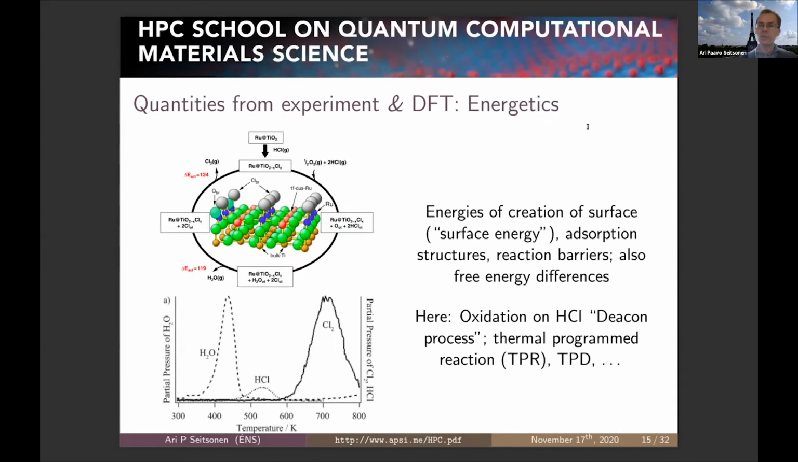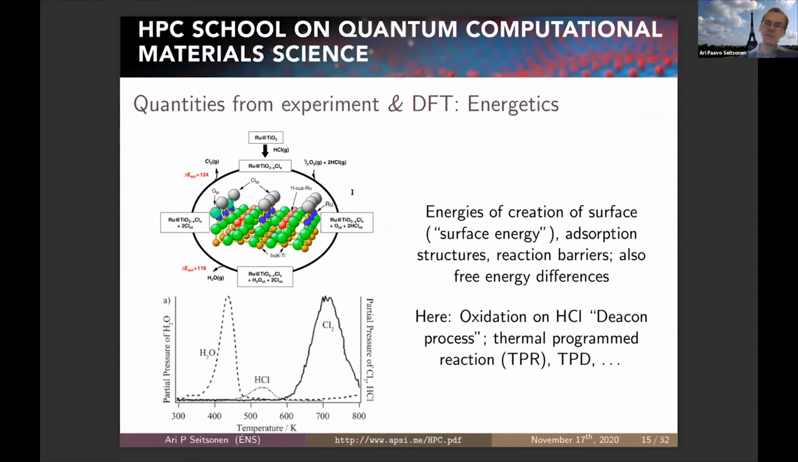Of course, another quantity we get from DFT, because it's a so-called total energy method, is the energetics. We can calculate energy differences, for example, adsorption energies, reaction energies, reaction barriers, and so on. Then if we go to more advanced methods, we can also calculate free energy differences, at finite temperature, finite pressure, and so on.